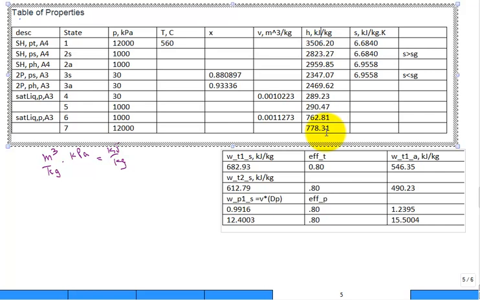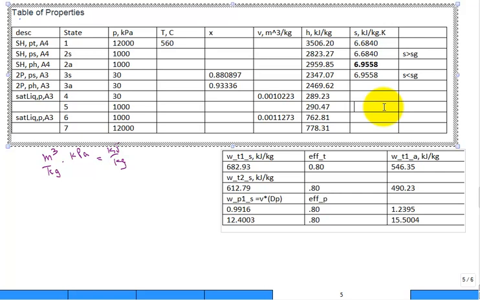Just because I know that part C of this problem asks for the entropy production in the open feed water heater, I need to get the S at state 2, and we did get that. That's right there. That's good. That S at state 2. We need to get the S at state 5, which is not in our table.